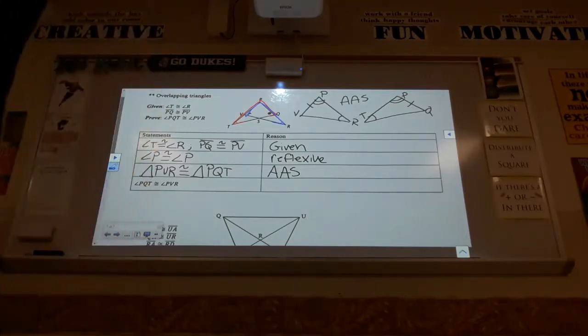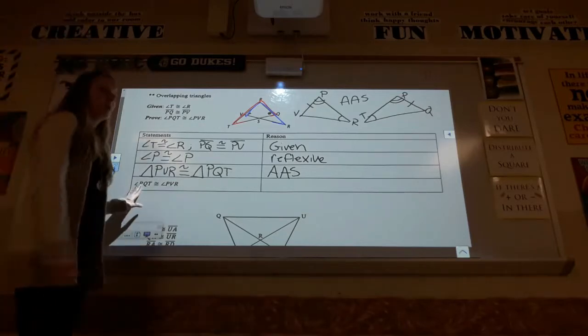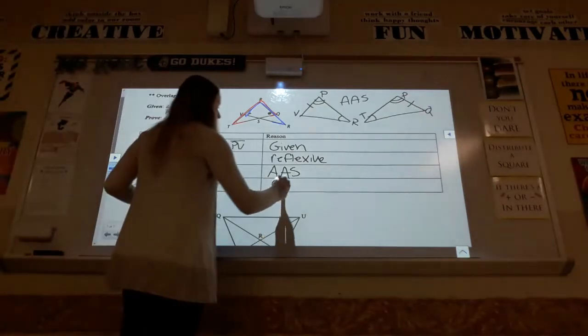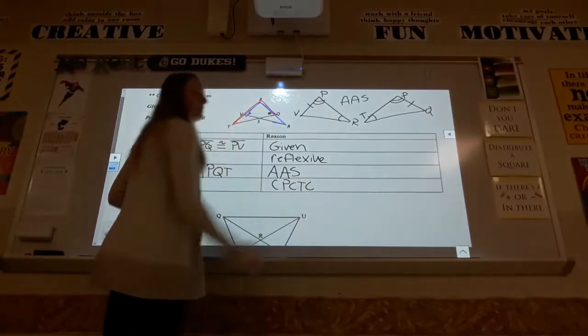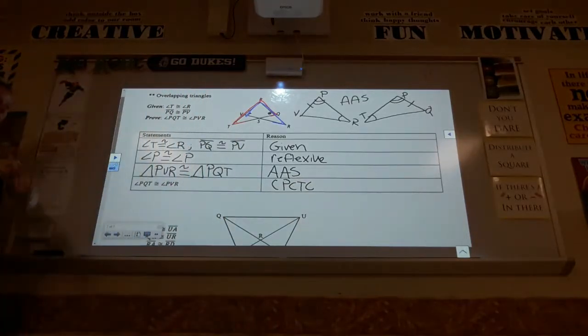Alright, once I know the full triangles are congruent, how do I know that these specific angles are? B, C, D, C. Alright, make sense? Alright, we got one more.